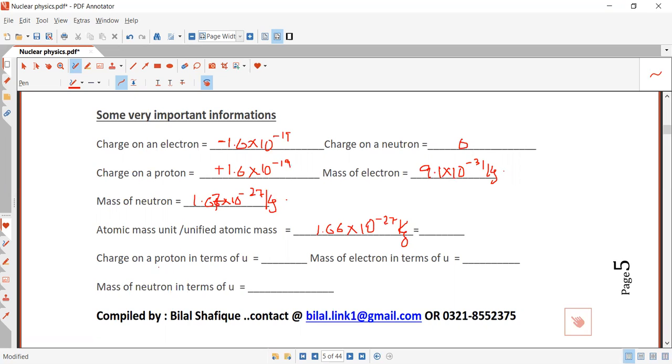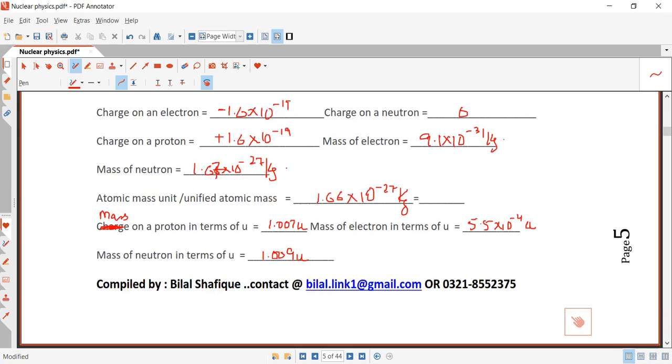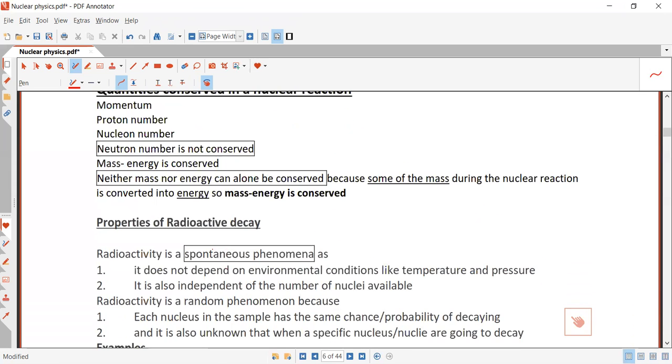Mass of proton in terms of U is 1.007 U, and the mass of electron in terms of U is 5.5 times 10 to the power negative 4 U, right? And the mass of neutron in terms of U is about 1.009 U, right? So these are very important pieces of information for the upcoming chapter.